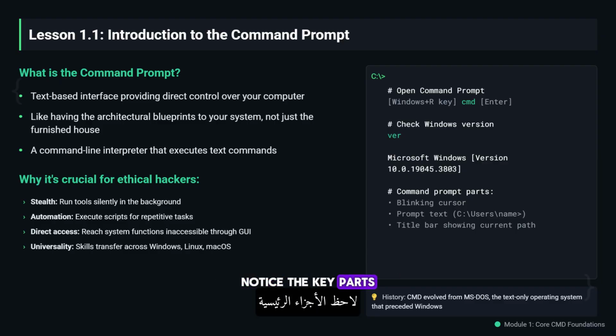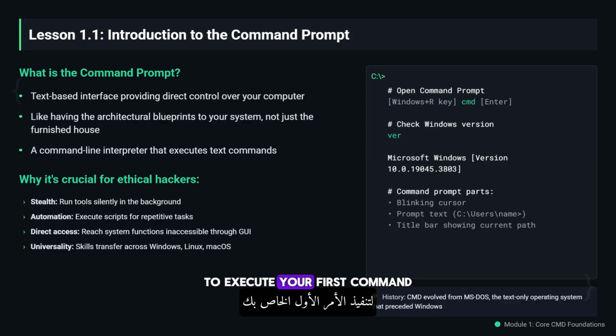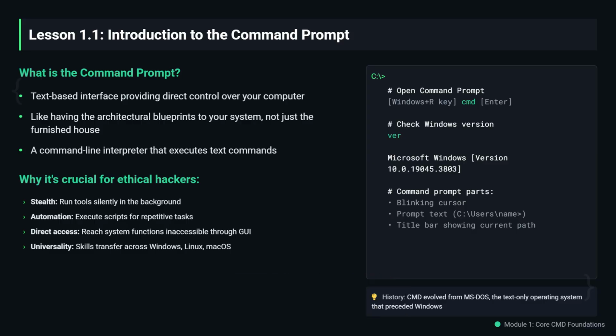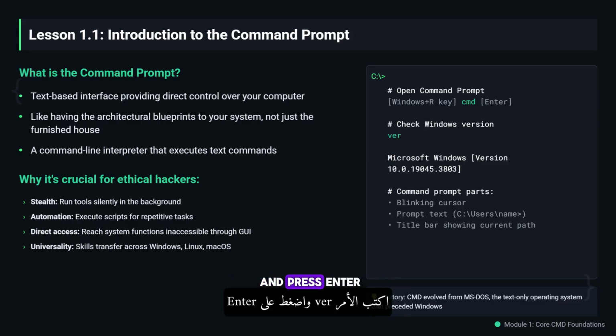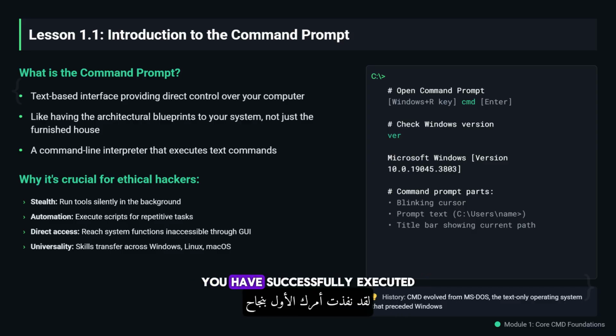Notice the key parts. The blinking cursor is where you type. The text string ending in a greater than symbol is the prompt, and the bar at the top is the title bar. To execute your first command, which is simple and cannot cause any harm, type the command ver and press Enter. When you run this, your screen will clearly show you the current version of your Windows operating system. With that, you have successfully executed your first command.